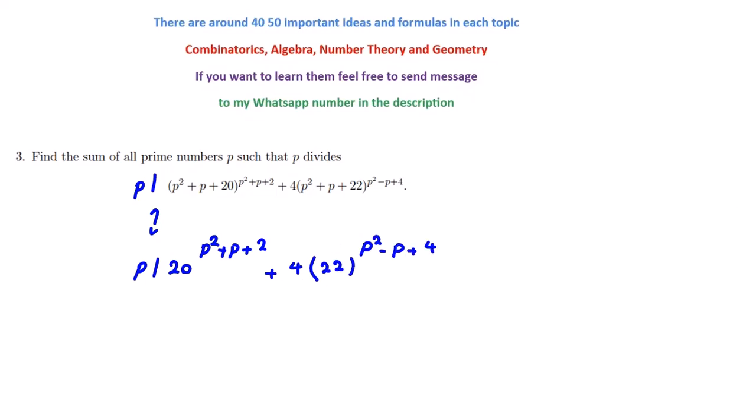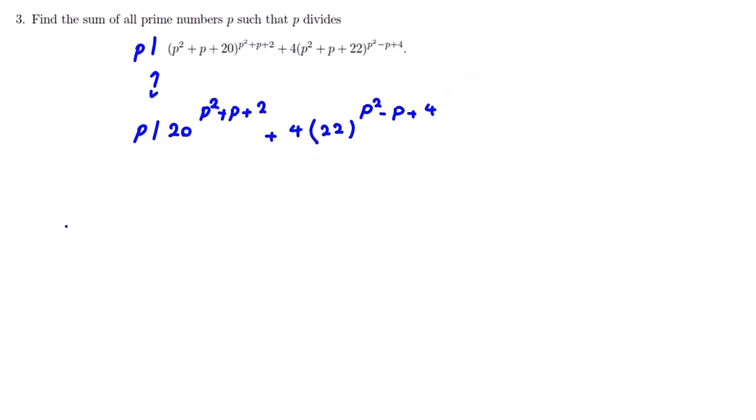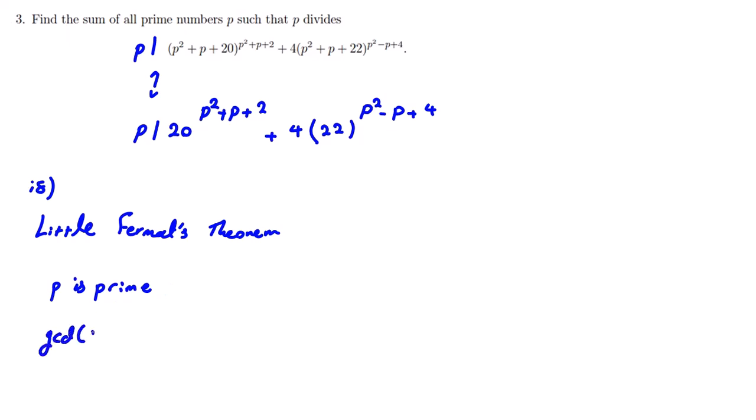Now, because we have powers, let me tell you something that's so useful: Little Fermat's theorem. Little Fermat's theorem says that if p is prime and GCD of a and p is 1, then a to the p minus 1 is congruent to 1 mod p. The general form of that is Euler's theorem.